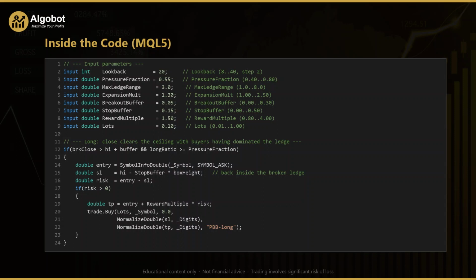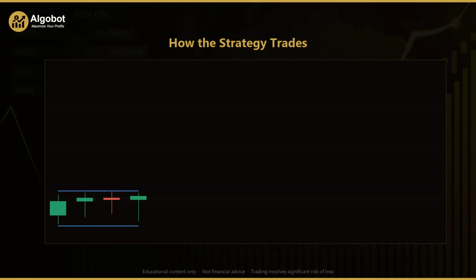This is for educational purposes only. Let's watch this play out on the chart. On the left, notice how price settles into a tight, sideways band. The dashed lines mark the ledge the strategy detects, with the ceiling above and the floor below. The band is compact relative to the size of the bars, so it passes the tightness gate as a genuine consolidation rather than a trend leg.